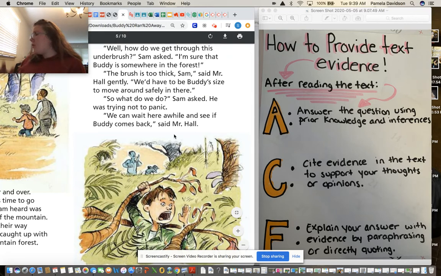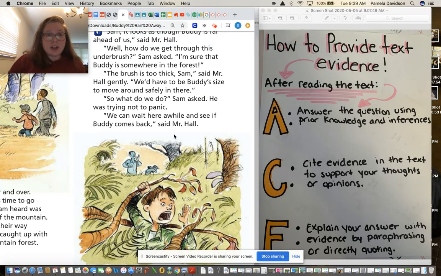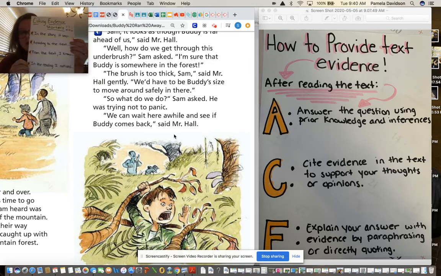You could also say, according to the text, the underbrush is too thick and it's not safe to go in there unless you're small like Buddy. Or, from the text, I know Sam can't go into the underbrush because it's too thick and it's not safe. So you can use your citing evidence starters. I just used a couple of them to show you how to cite evidence.